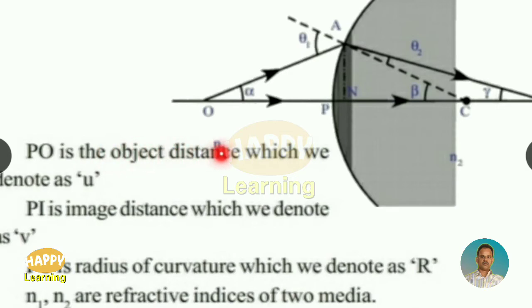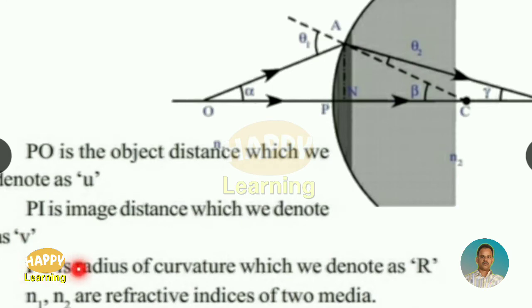PO is the object distance which is denoted by U. From P up to O. This PO is called object distance which is denoted as U. Then PI is image distance which is denoted by V. From P to I, which means image. This PI is the image distance which is denoted by letter V.